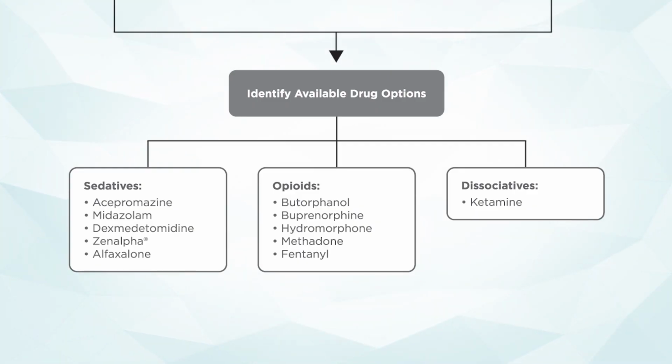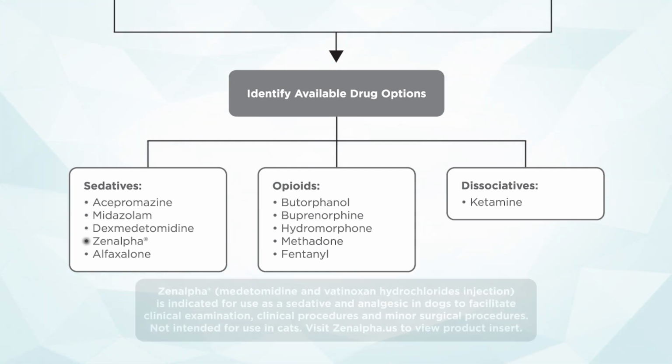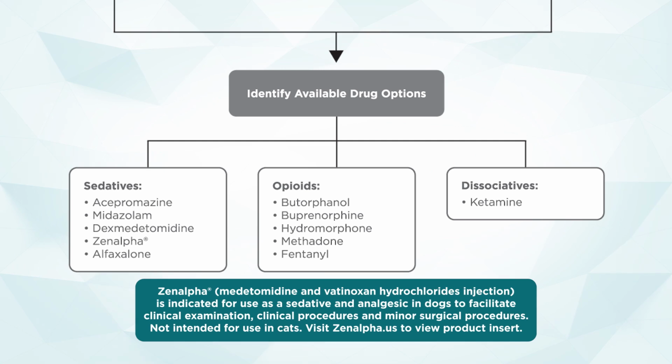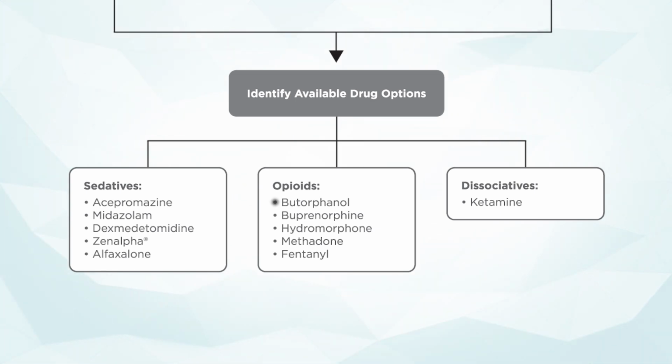Sedatives that we have available to us include acepromazine, midazolam, dexmedetomidine, Zenalpha, which is the most recently available sedative that we have on the market, and alfaxalone. We also have our opioids. We have butorphanol, buprenorphine, hydromorphone, methadone, and fentanyl. There are other opioids out there, but these are the ones that we're most commonly going to be using for our procedural sedation and analgesia planning.